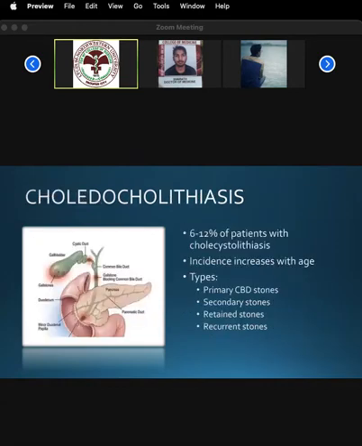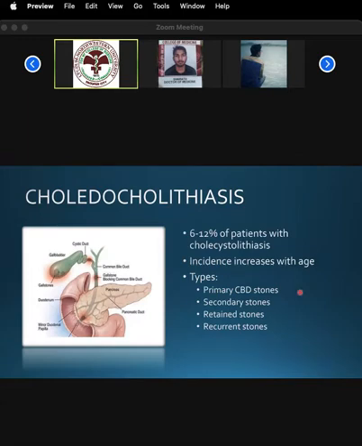Going lower, we have choledocholithiasis or stones inside the common bile duct. Now, this usually develops in 6 to 12% of patients with cholecystolithiasis, and the incidence increases with age. 20 to 25% of patients who are more than 60 years old with gallstones in the gallbladder usually develop choledocholithiasis.